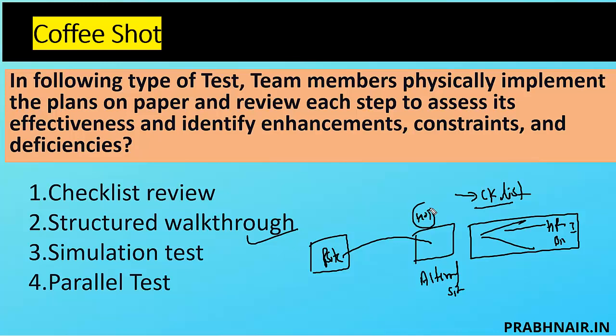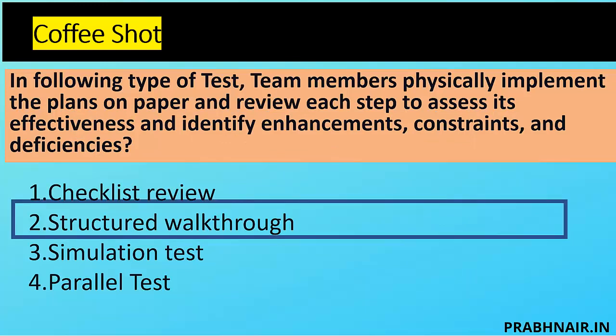Unless we do the checklist, we cannot go for the structured walkthrough. Unless we do the structured walkthrough, we will not do the simulation. Unless we do the simulation, we cannot do the parallel test. Here the question talks about assessing effectiveness and identifying enhancements, constraints and deficiencies, on paper, and reviewing each step. Two or three keywords are there. In simulation, we do a fire drill, and a fire drill is not on paper, so option C is removed. In the parallel test, we go to the alternate site and do it actually, so that is not paper. So C and D are removed. The question is looking for more than a checklist, so I'm going with the closest option, which is the structured walkthrough.